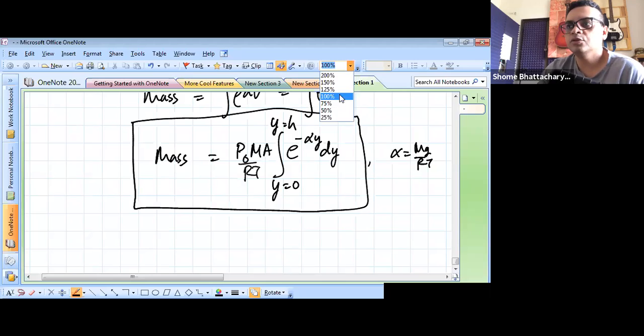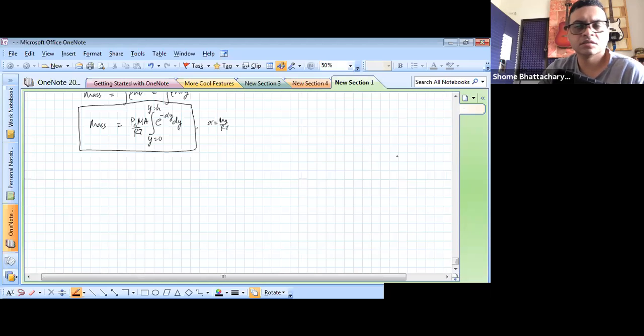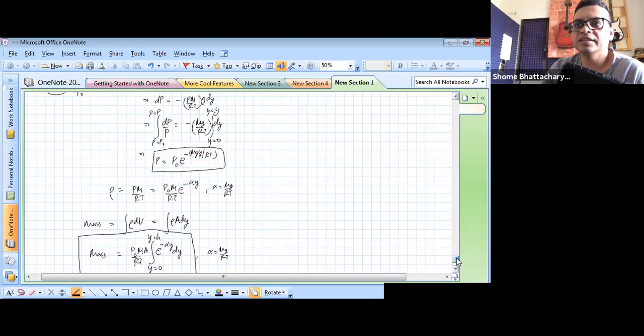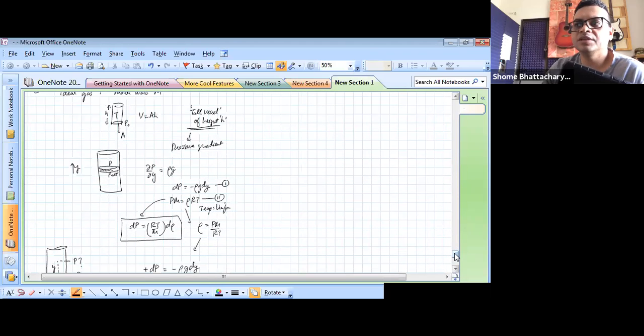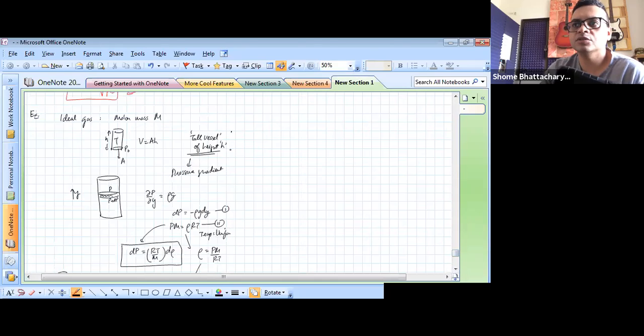So Prayush, I hope the method is clear in this. You can complete the integration yourself. So the trick was interpreting the question correctly in saying that because it was a tall vessel, so density is non-uniform. And pressure is also non-uniform.